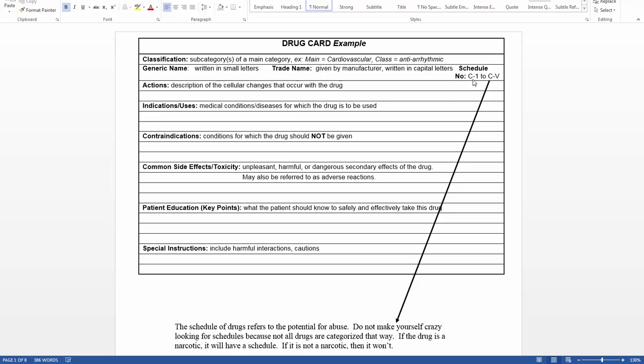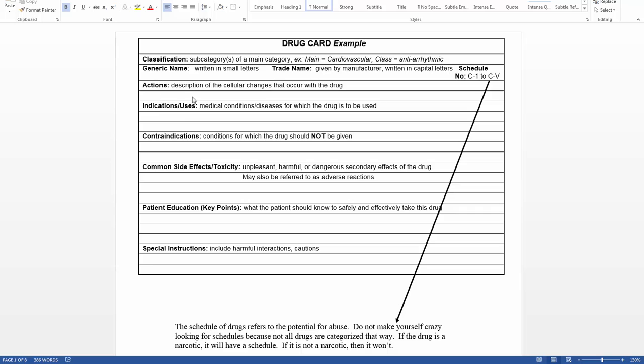Your schedule number, you don't need to worry about these unless it's a narcotic medication. So please don't make yourself nuts. Look, I even said it down here, looking for schedules, because not all drugs are categorized that way. The schedule is a series of classifications based on the ability to abuse and the potential for abuse. So those are only allocated to narcotic medications.